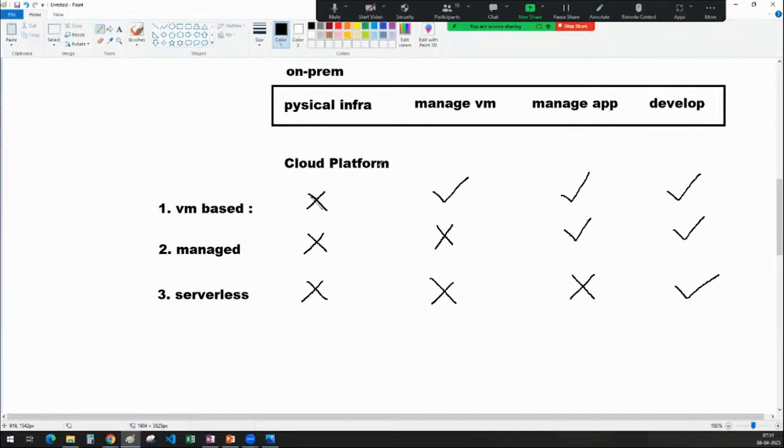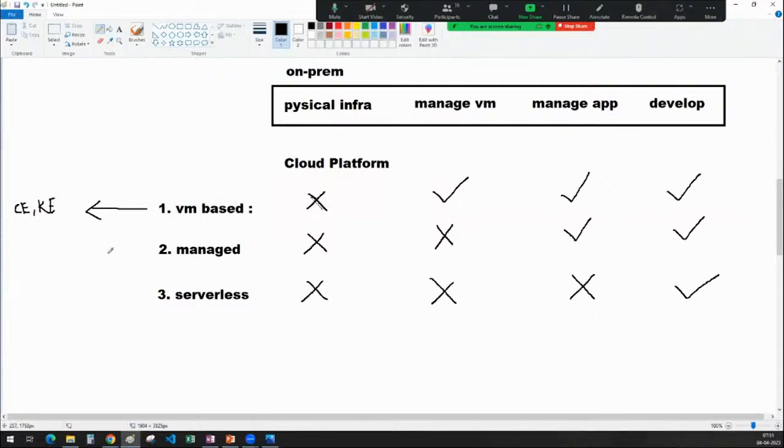Okay. And if you go to the serverless, only the development part you are talking about. Because we will see in our upcoming classes what is fully managed, what is serverless. So if you go to the VM based, you can look at Compute Engine. Okay, Compute Engine is there. Kubernetes Engine is there, GKE. So these all come under VM based services.